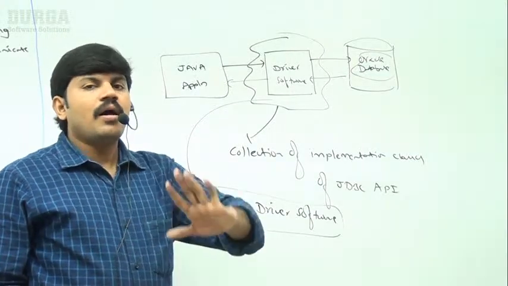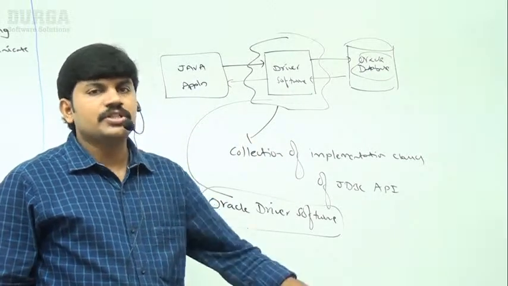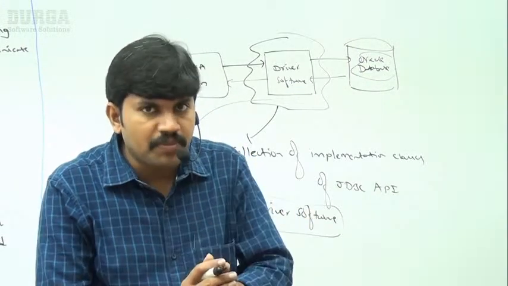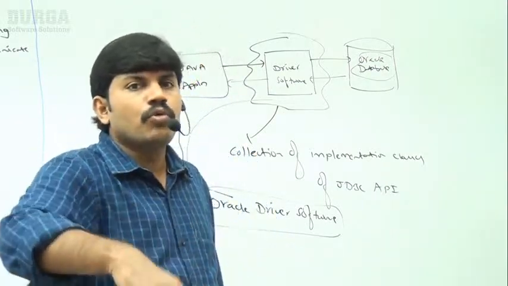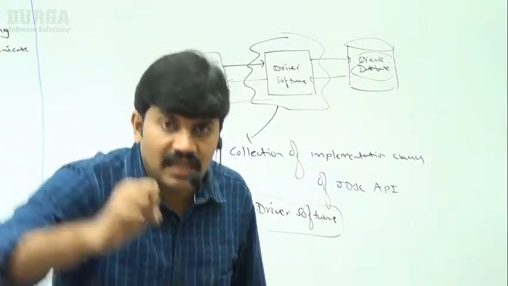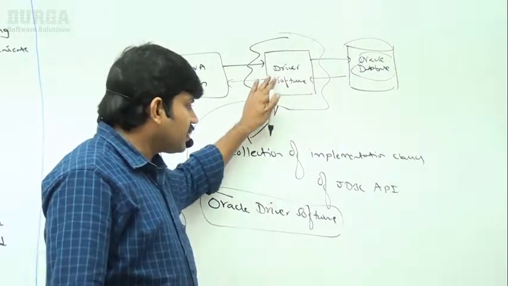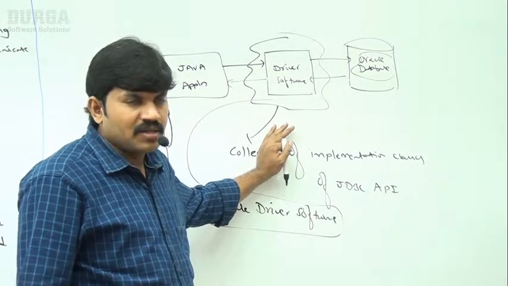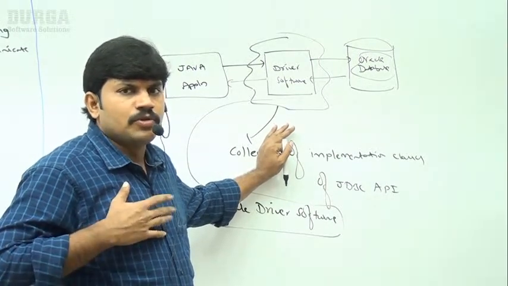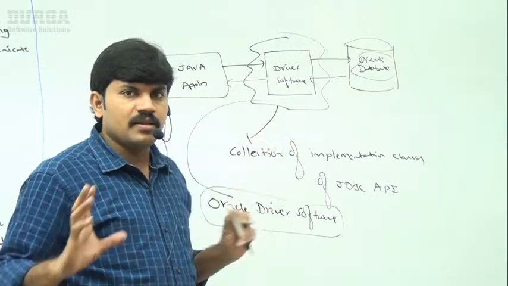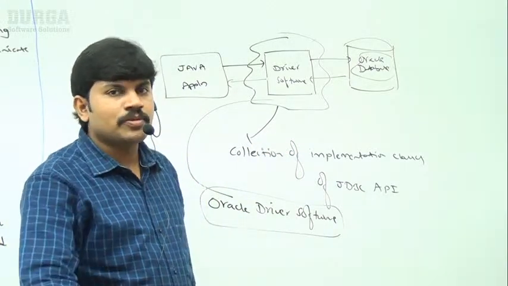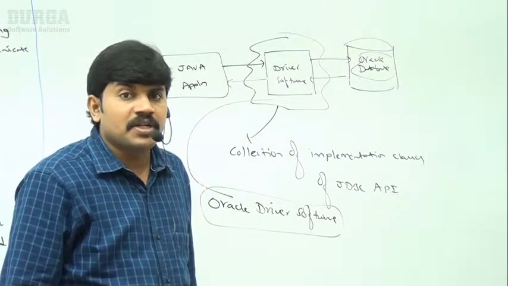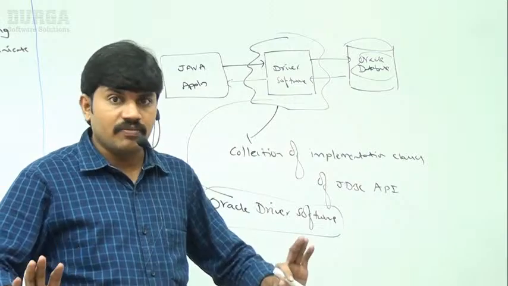So for all the interfaces present inside JDBC API, the driver software vendor is responsible to provide implementation. That implementation classes collection is nothing but driver software. Clear, right? Any explanation required? I hope you people can understand. Simple, sir. We are not responsible to provide implementation of JDBC API. That is the good news to the programmer. Who is responsible, sir? My database vendor is going to take care. That collection of implementation classes is nothing but driver software.